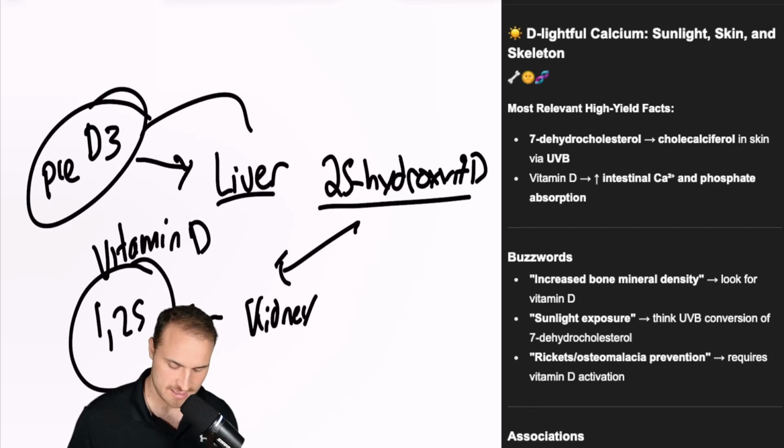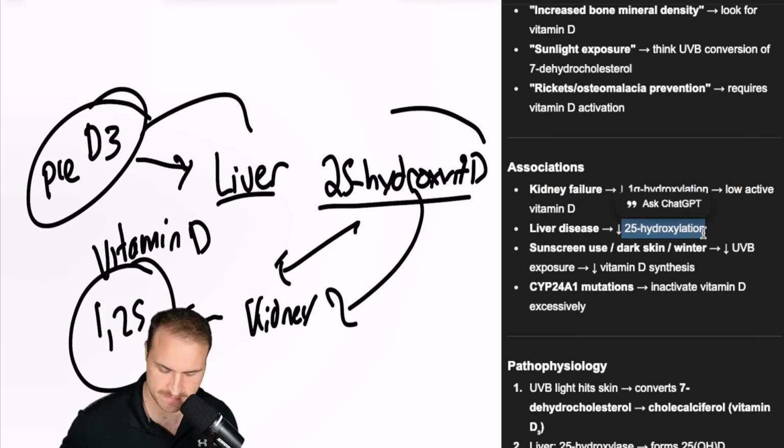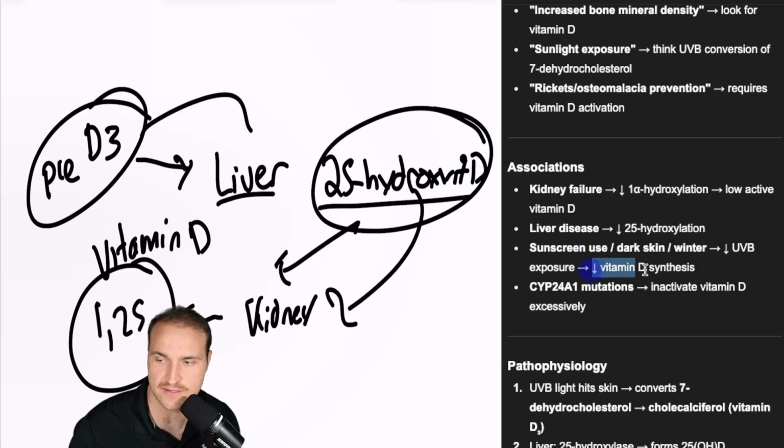So skin, liver, kidney. And if you have kidney failure, then you have low active vitamin D, right? Liver disease too. And then sunscreen will cause decreased vitamin D synthesis.